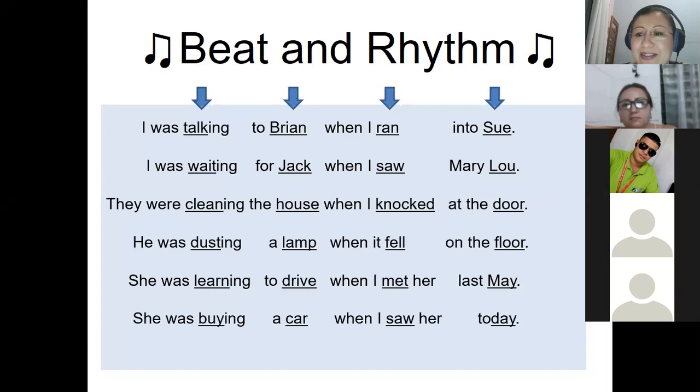Okay, Katia, try. I was talking to Brian when I ran into Sue. Okay, very good. Next. Hoy lo voy a poner a leer a todos y bastante, así que porque necesitamos practicar the beat and the rhythm. Okay, very good, David. Thank you, Katia. I was waiting for Jack when I saw Mary Lou. Okay, very good, David. Thank you.